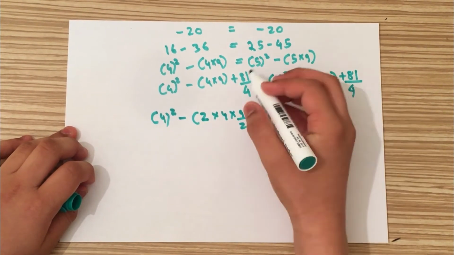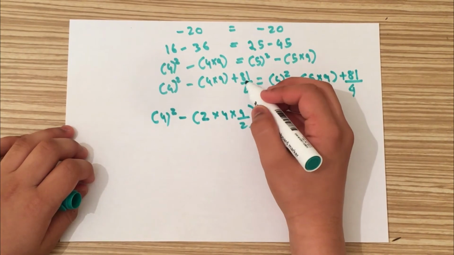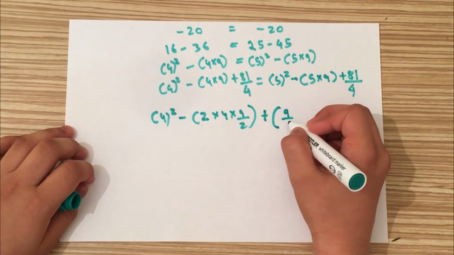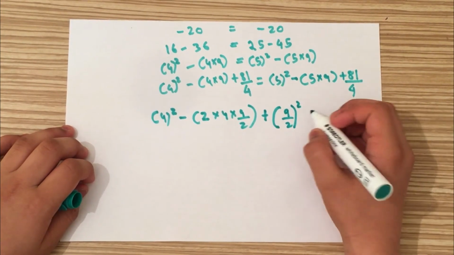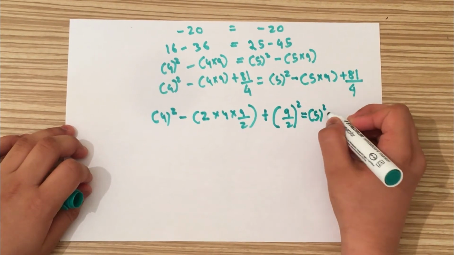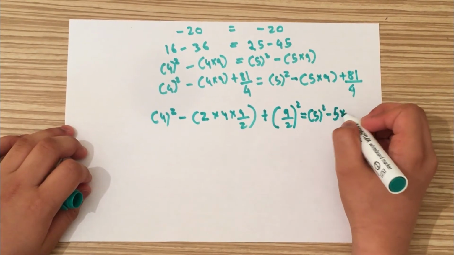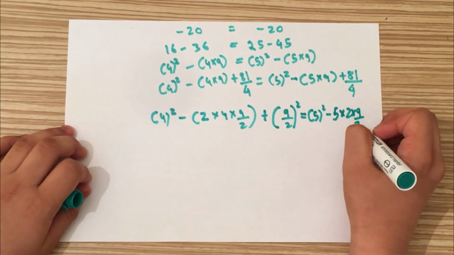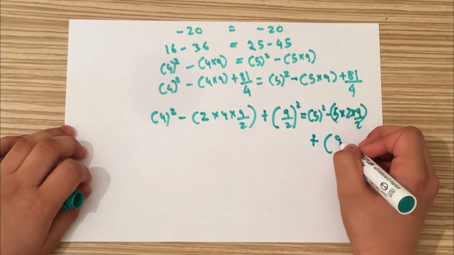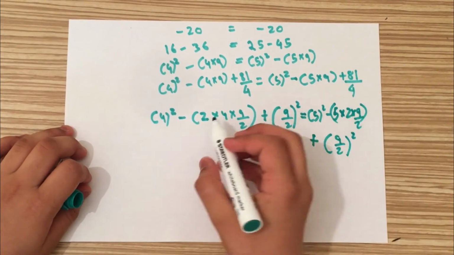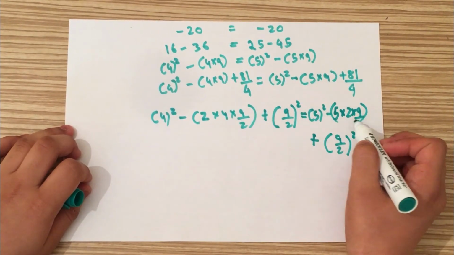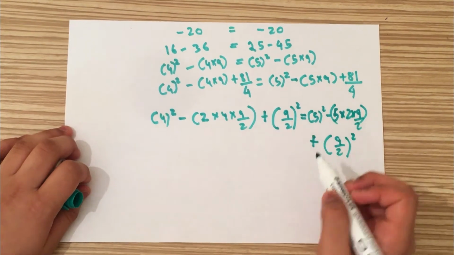Plus, so now here we have 81 divided by 4. We can also write that as 9 squared over 2 squared, or 9 over 2 whole squared. So that is equal to 5 squared minus 5 multiplied by 2 multiplied by 9 over 2, add 9 over 2 squared. So it's the same thing, we're multiplying by 2 and we're multiplying by 2, dividing by 2, dividing by 2, and then factorizing the fractions.